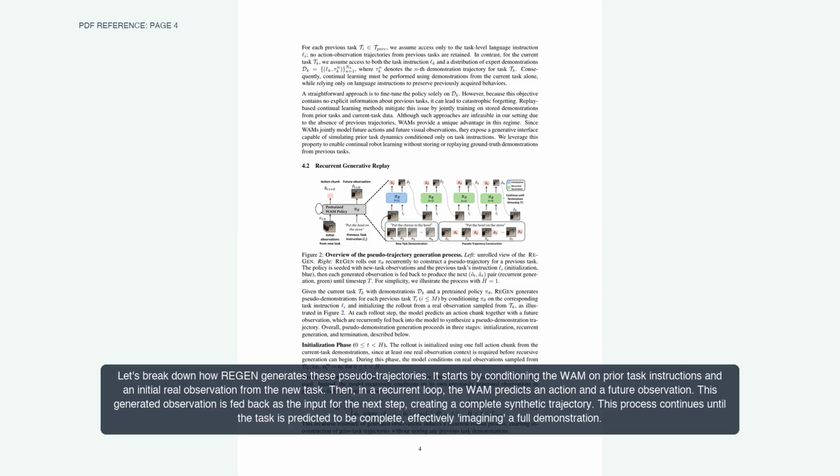Let's break down how RAGEN generates these pseudo-trajectories. It starts by conditioning the WAM on prior task instructions and an initial real observation from the new task. Then, in a recurrent loop, the WAM predicts an action and a future observation. This generated observation is fed back as the input for the next step, creating a complete synthetic trajectory. This process continues until the task is predicted to be complete, effectively imagining a full demonstration.